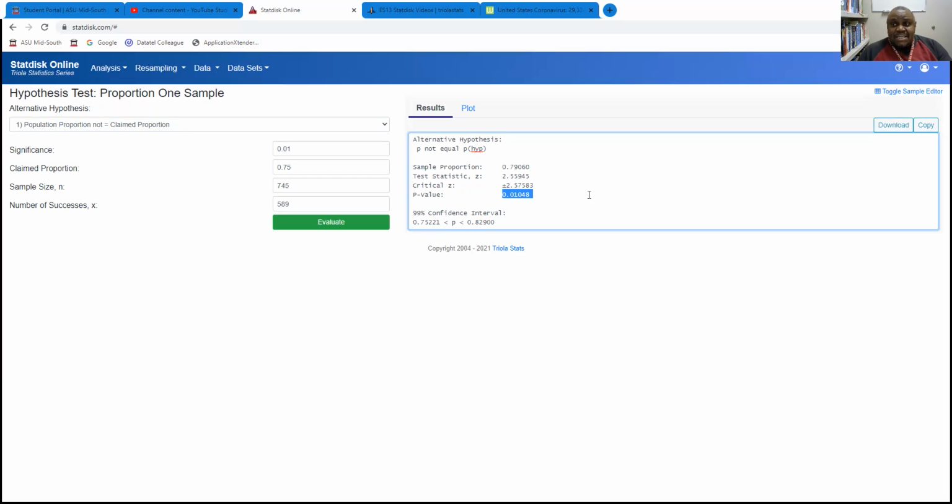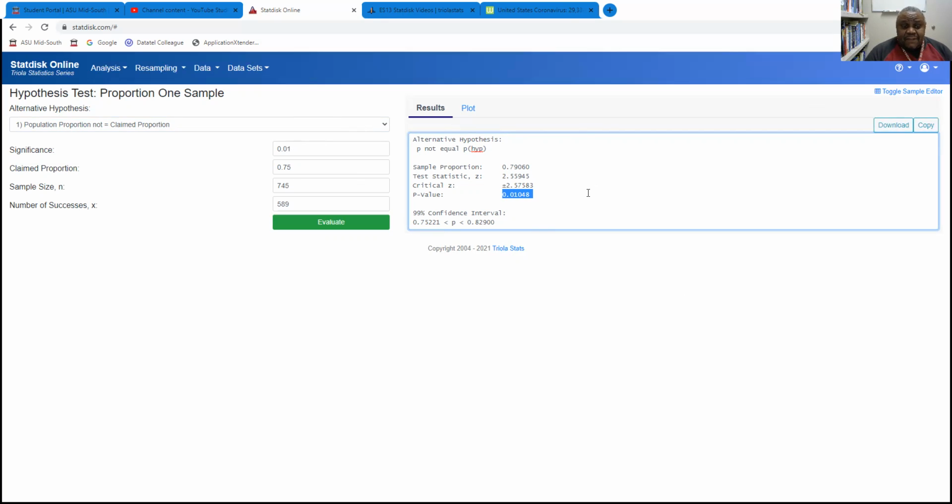If your p-value is less than or equal to your level of significance, which is in this case 0.01, you have to reject the null hypothesis. Otherwise, fail to reject the null hypothesis. In this case, if you look at this p-value of 0.01048, if you compare that to 0.01, you'll see that your p-value is greater than your level of significance of 0.01. This means you must fail to reject the null hypothesis.